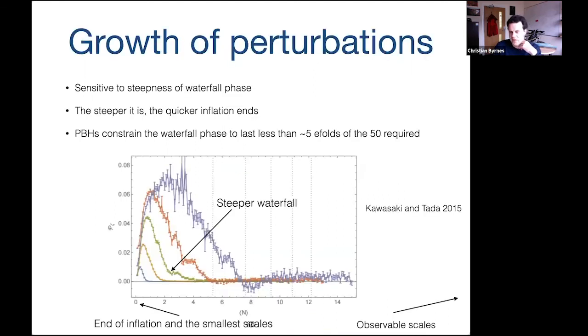So this is a method to generate light primordial black holes, but not one to generate anything like LIGO mass, because those scales are still quite large. They're not very far away from the observable scales, hiding over the right-hand side here.